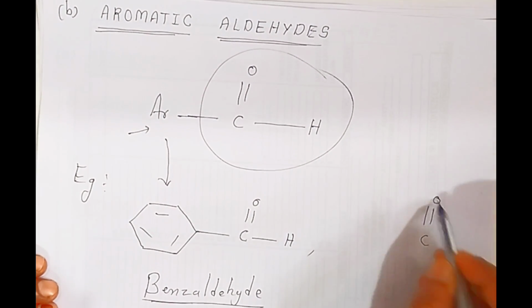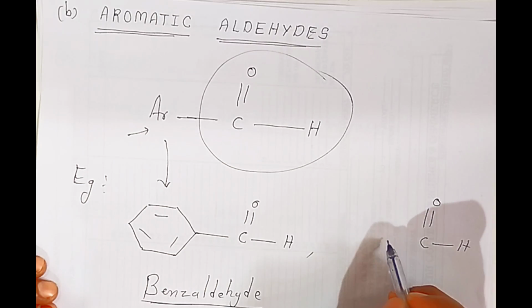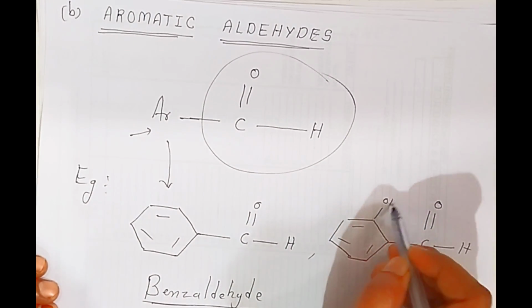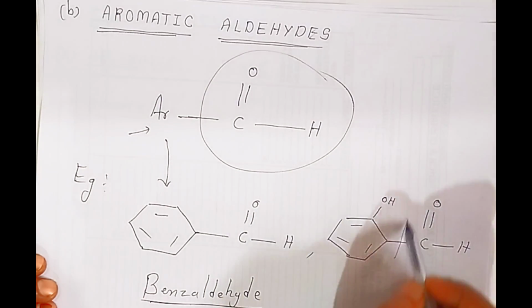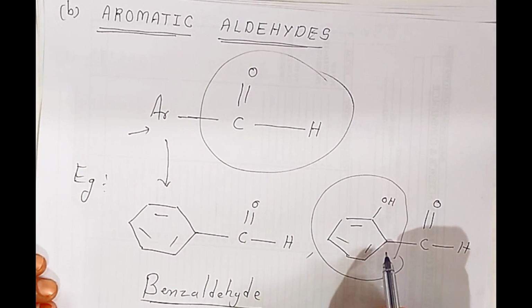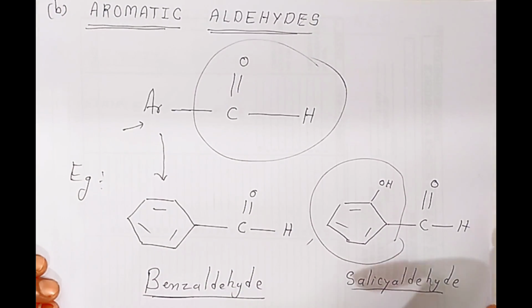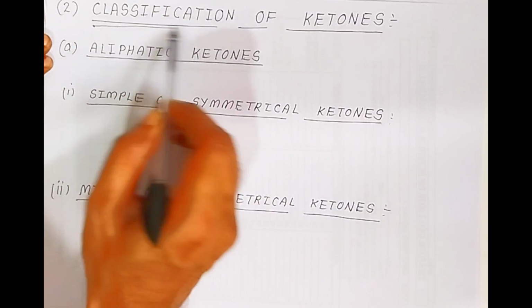So this is one more example, students. This is the aldehyde group. If the other valency is replaced by this group, this is also an aldehyde, and it is called salicylaldehyde. So these are the examples I have shown, students. These come under aromatic aldehydes.